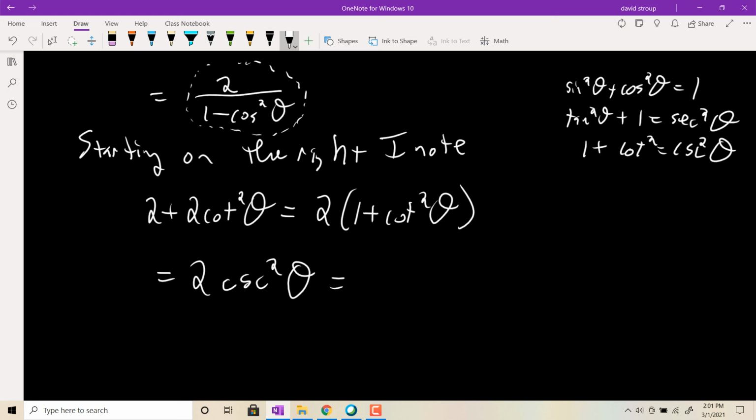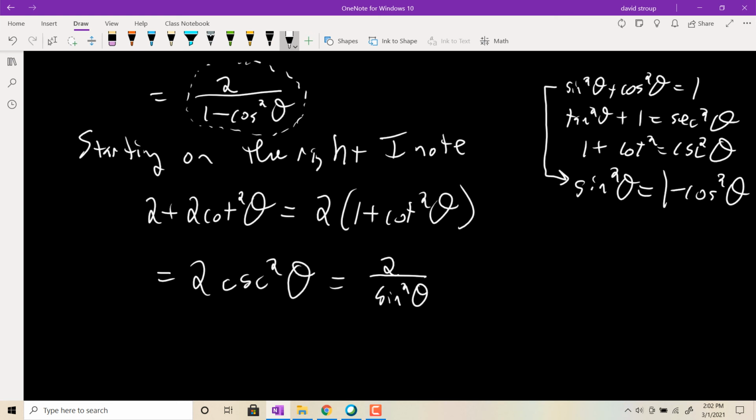Where am I headed? I'm trying to get a fraction, so let's turn this into a fraction using the reciprocal identity. That will be 2 times 1 over sine squared, in other words 2 over sine squared, because cosecant is 1 over sine. And then I'm almost there. I almost built the channel. I just need to get from sine squared to 1 minus cosine squared, and I can do that via substitution from the Pythagorean identity. If I subtract cosine squared from both sides, sine squared theta is 1 minus cosine squared. So I can rewrite this as 2 all over 1 minus cosine squared theta. And what I've done is connected the two sides, I've built the channel.